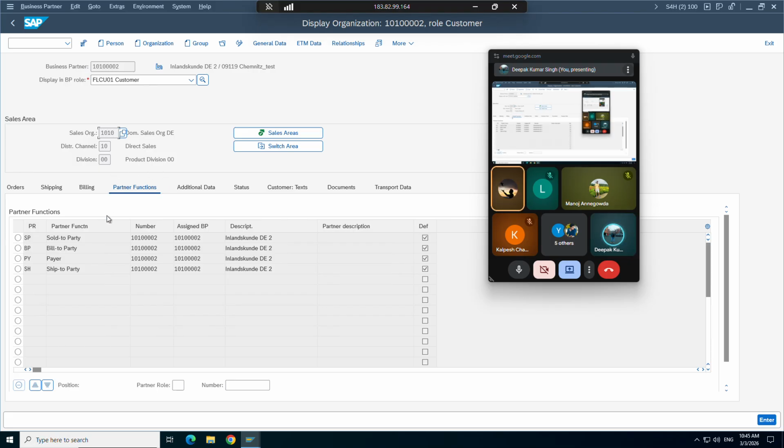Nobody will ask you how you configure partner function, at least at the fresher level. If someone asks what is partner function, you can tell them, okay, in SAP we have different kinds of functions, like sold to party.